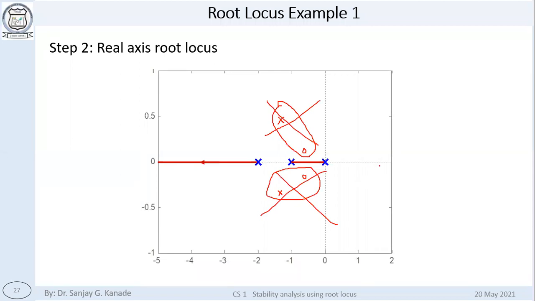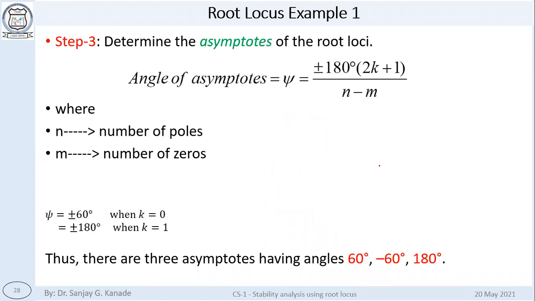Okay, so the next rule is to determine the asymptotes, meaning the angle of asymptotes. The formula that we have seen for this angle of asymptotes is plus minus 180 degrees into (2k plus 1) divided by (n minus m), and k varies from 0 to n minus m plus 1. This is the maximum value up to which you can take the value of k.